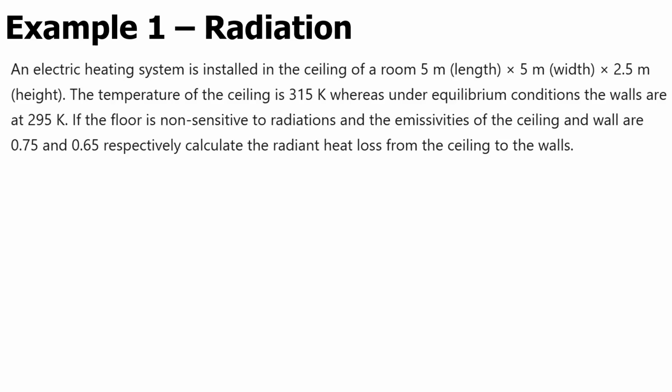Here's a problem we'll be solving. An electric heating system is installed in the ceiling of a room. The room dimensions are 5 meters in length, 5 meters in width, and 2.5 meters in height. The ceiling temperature is 315 K, and under equilibrium conditions, the walls are at 285 K. We are told that the floor is non-sensitive to radiation. The emissivities of the ceiling and the wall are given as 0.75 and 0.65 respectively. Our task is to calculate the radiant heat loss from the ceiling to the walls.